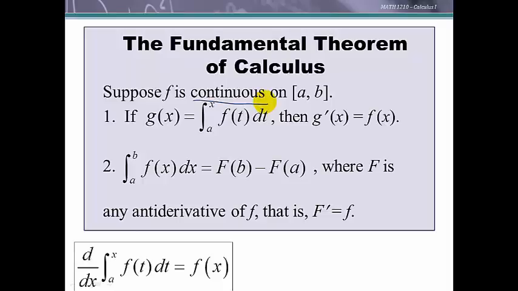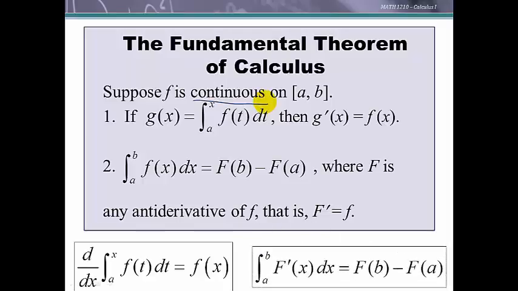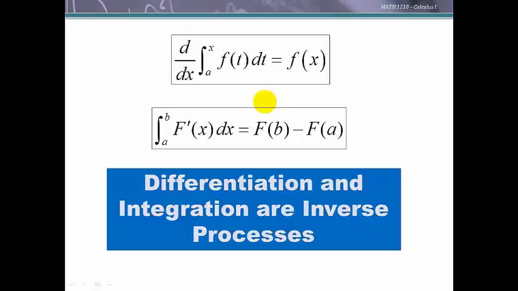So derivative of the integral, when we meet the conditions, undo each other. And if we want to do a definite integral, we don't need to actually calculate the area and sum things up like we were doing. We can find the antiderivative and take f of b minus f of a. What this tells us is an important fact that differentiation and integration are inverse processes.